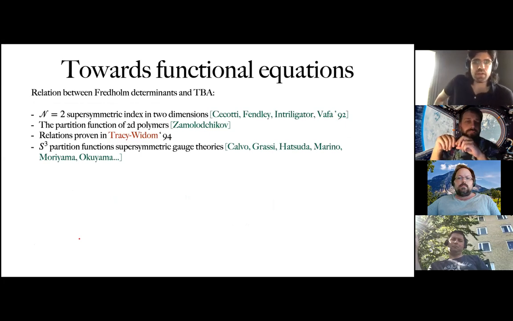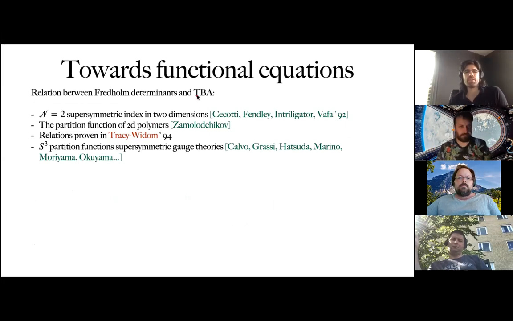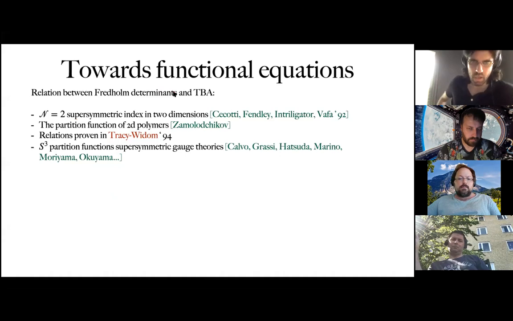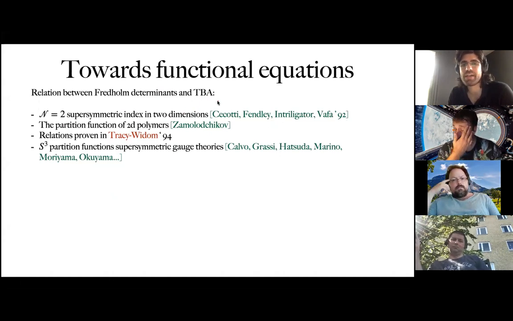So let me review a little bit this relation between Fredholm determinants and TBA. That has been known for a while. The first instance where this relation appeared was in the paper from '92 by Cecotti, Fendley, Intriligator and Vafa, where they computed some supersymmetric index in two dimensions. Although they didn't write it as a Fredholm determinant, it can be written as one, and they observed that that quantity could be computed by some functional equation of the thermodynamic Bethe ansatz type.